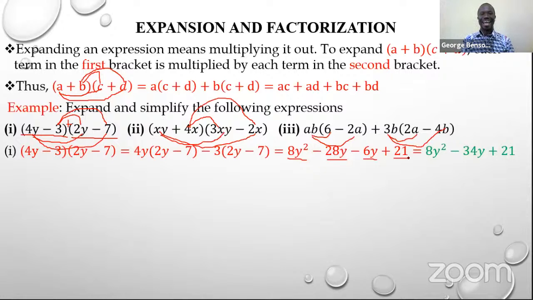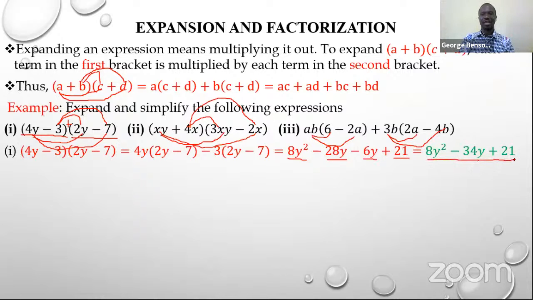Then the question said, expand and simplify. We have done the expansion, but you have to simplify. Simplify means if there are like terms, you must put them together. You only leave them like that when we've checked and there are no like terms. But when we check, you have 28y and you have 6y. Is that okay? So they are like terms, so we have to work on them. So minus 28 minus 6 will give us what? Minus 34. So our final answer will give us what?